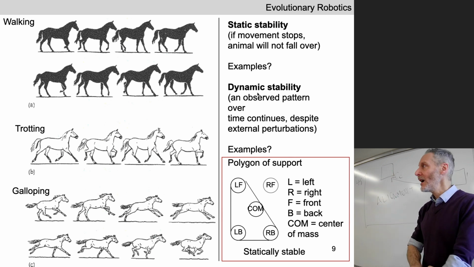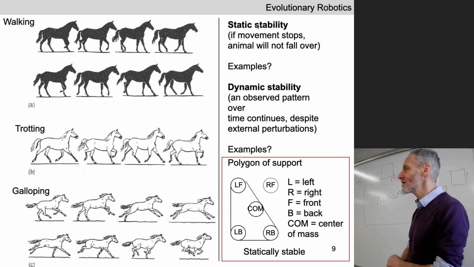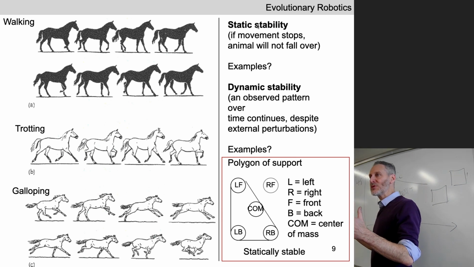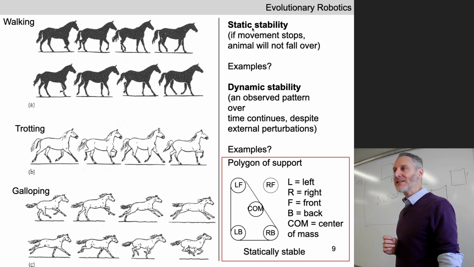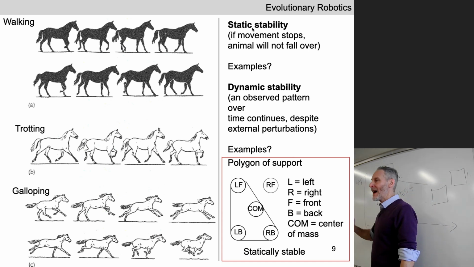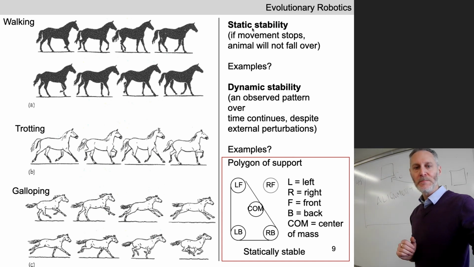So I mentioned stability is one of these four desiderata. There's different kinds of stability. There's static stability. Static stability means as you're moving around, if for some reason you need to stop displacing, if you need to stop moving, you don't fall over. Someone or something that is statically stable, at any point as it's moving, it can freeze and not fall over.